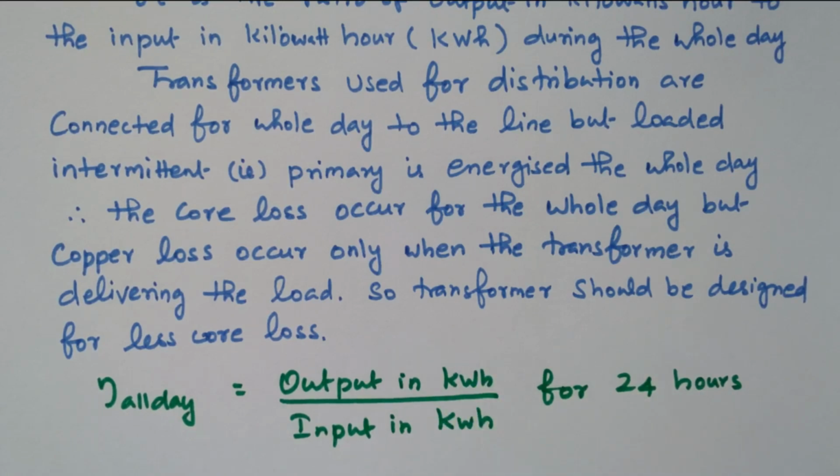So in this video we discussed the losses in the transformer, then efficiency, the expression for efficiency, then the condition for maximum efficiency and the corresponding primary current expression for maximum efficiency. Then we discussed the commercial efficiency and all day efficiency.